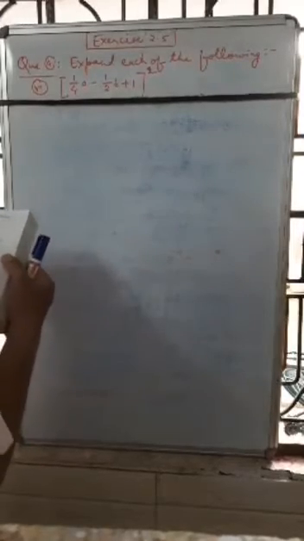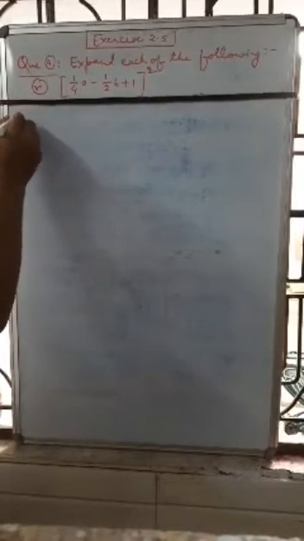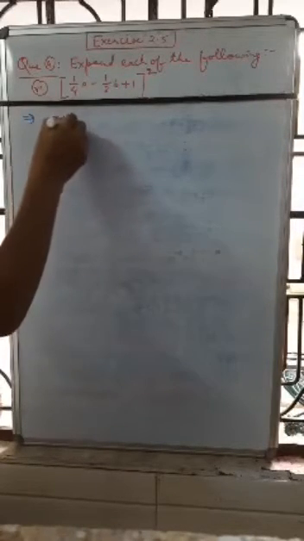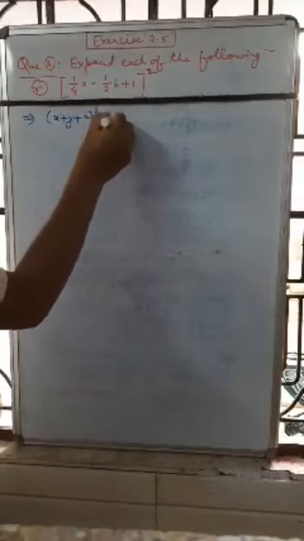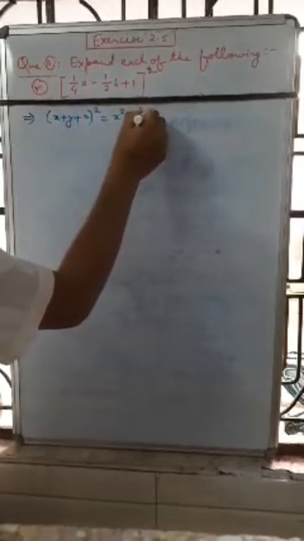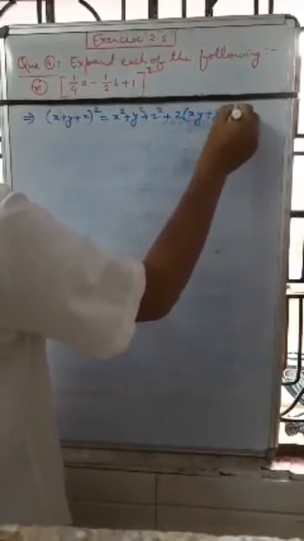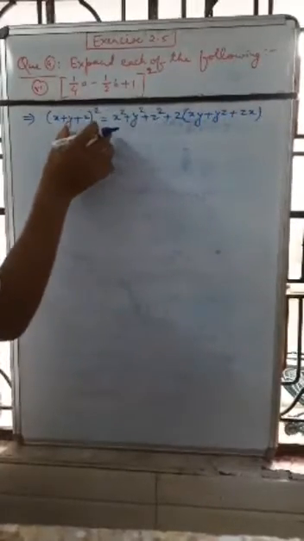Students, our next problem, question number 4: 1 by 4a minus 1 by 2b plus 1 to the whole square. Again we have to solve this problem using the previous identity. What is our previous identity? We have used it in two problems, so you have learned it: x plus y plus z whole square is equal to x square plus y square plus z square plus 2xy plus yz plus zx.